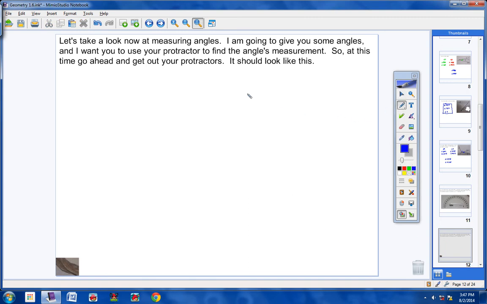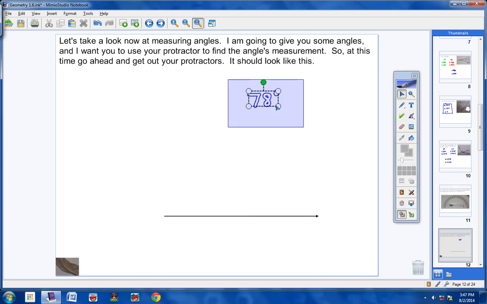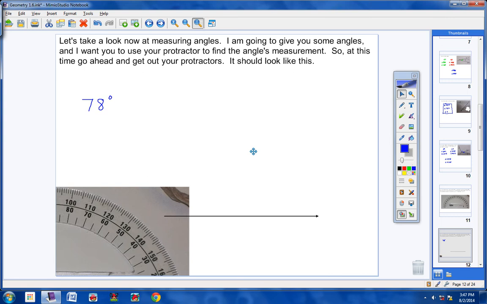What if I asked you to draw an angle that was 78 degrees? Okay, well, watch carefully, please. The first thing you would do is draw a bottom ray like this, and then you would pick up your protractor and put it right here.